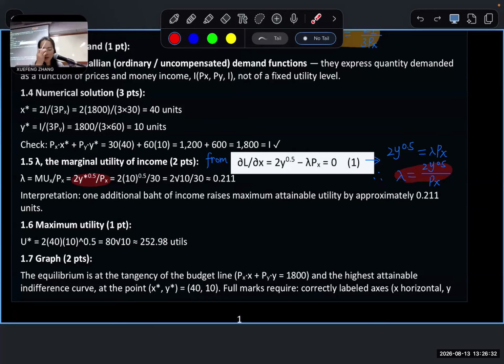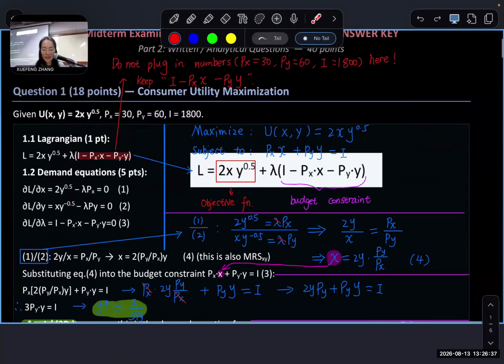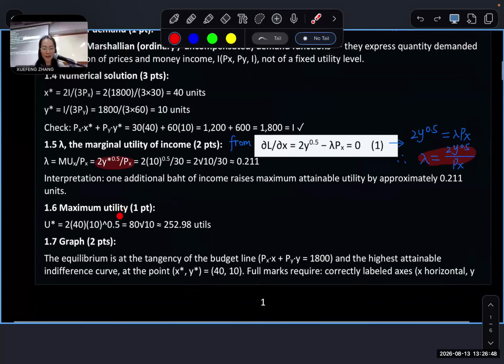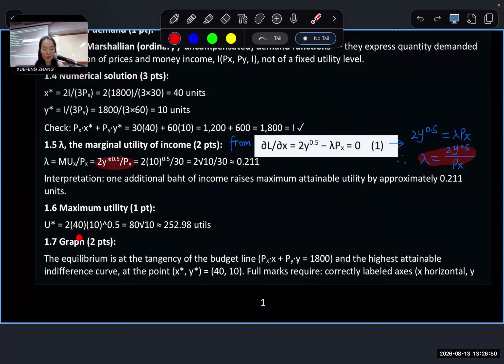And then 1.6, maximum utility. Basically, this is our utility function. And then we know how many X and Y the consumer bought. You just plug in numbers and then you will get the maximum utility, right? 2 times 40 times 10 power half, use a calculator, is approximately 252.98 utils. Don't forget the units, okay, utils.